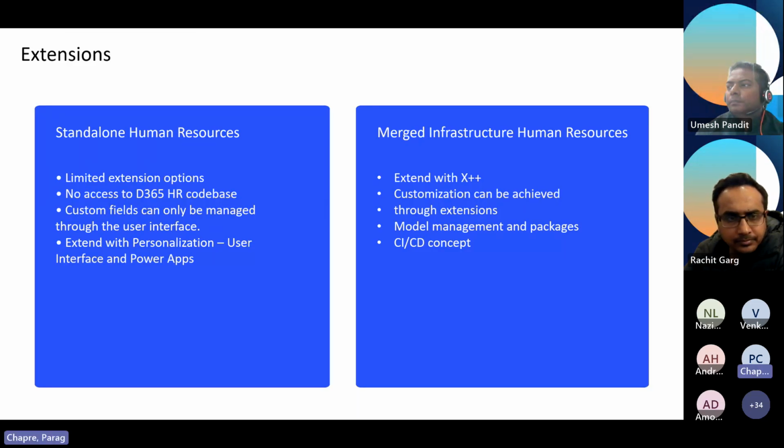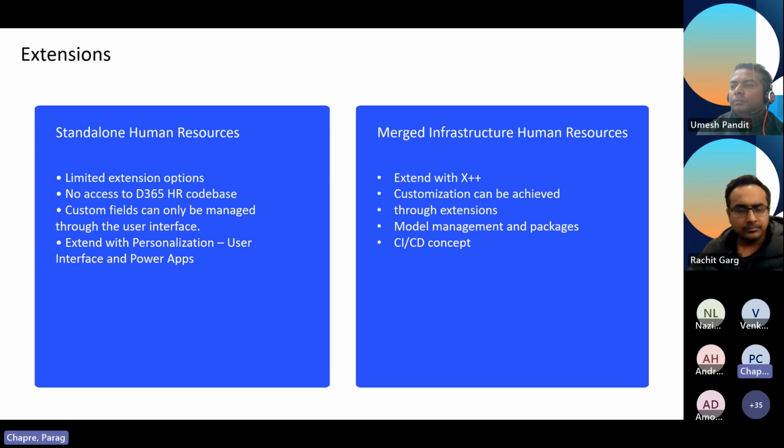Okay, so now let's talk about the extension with the existing HR app. There are limitations with the extension points because it's a SaaS application. That means we can't extend with the X++ code. We always have to use Power Platform. There is no access to the code base because of the SaaS application. Custom fields can only be managed in the UI. Those are the drawbacks with the HR. And extension with personalization only happens with the UI or the Power Apps.